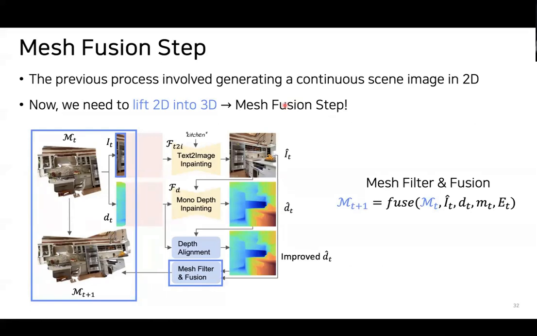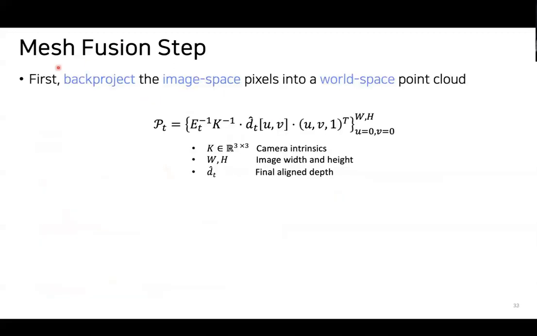So next is the mesh fusion step. Now we have the inpainted image and inpainted depth map here. These previous stages involve generating a continuous scene image in 2D. So now we need to lift 2D into 3D. So this is the mesh fusion step. First, backproject the image space pixels into the world space point cloud.